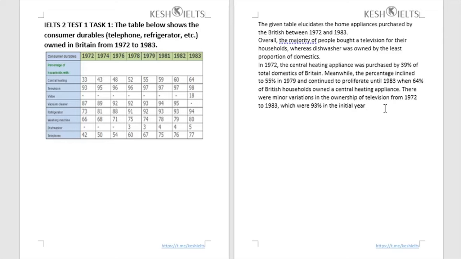In the initial year, and then I'll write this here, 96% in 1976. Now you can see 1976, and 97%, sorry about that, 97% in 79. Should have said 79. And 98% in the last year. When I say last year, I mean this number. Right, in the last year, I showed what number it was. And I have to move to the video part.